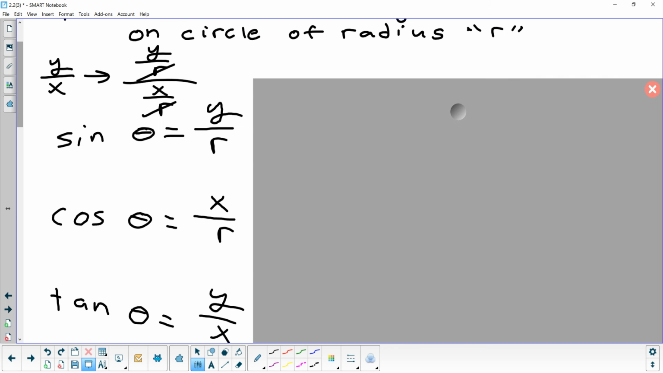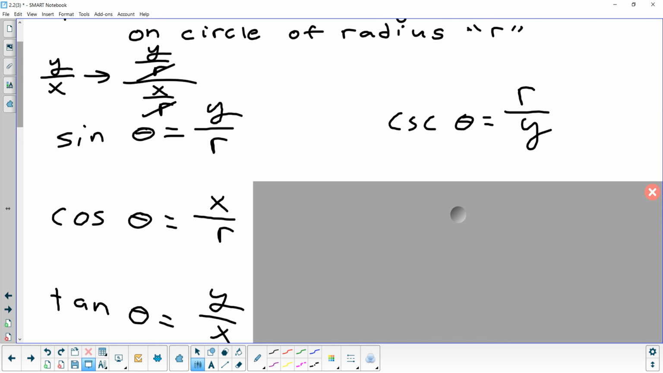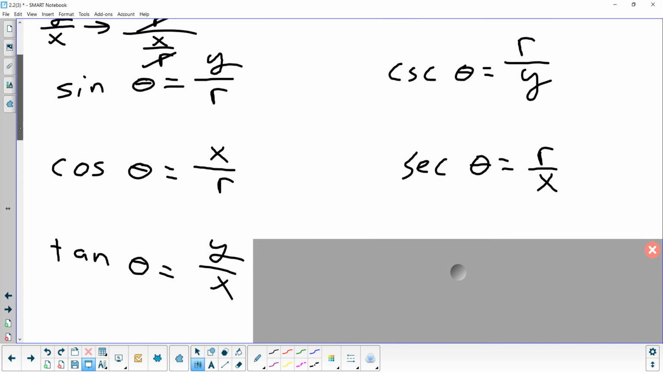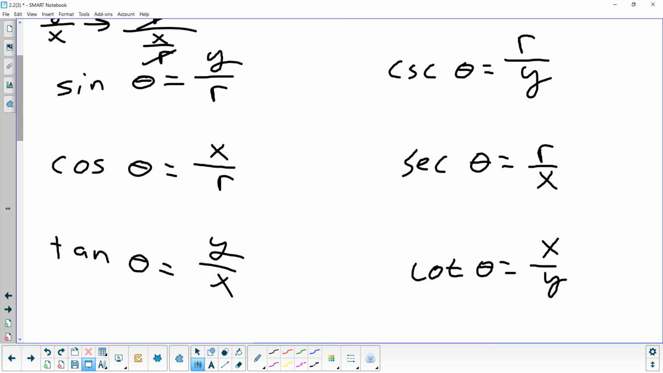Okay, so again, what this dividing by r does is it takes a triangle that's too big and scales it down and makes it smaller, so it's exactly the same size as the triangle we've been using all week. And that's why we can use the same type of formulas. Now, what do we always do with the 3 on the left to get the 3 on the right? Flip them. So the cosecant is r over y. The secant is r over x. And the cotangent is x over y.